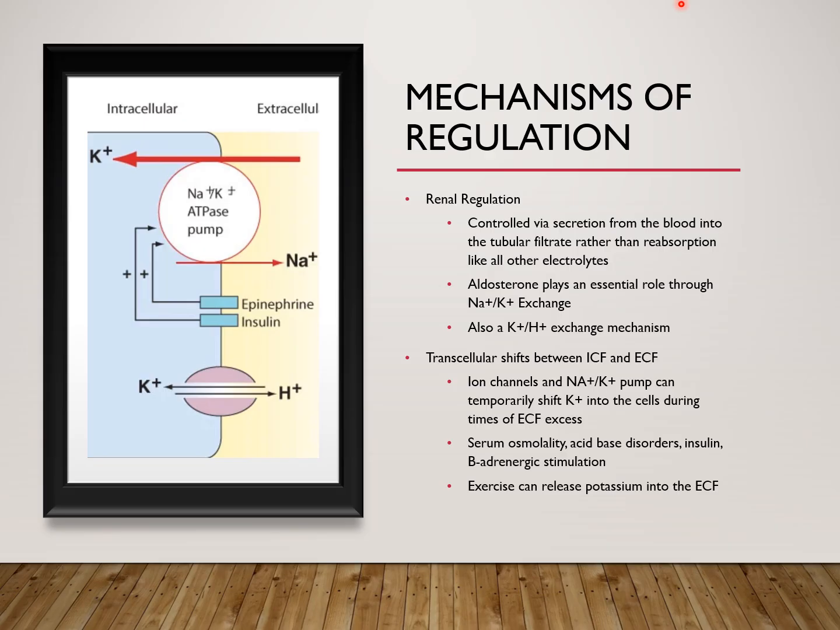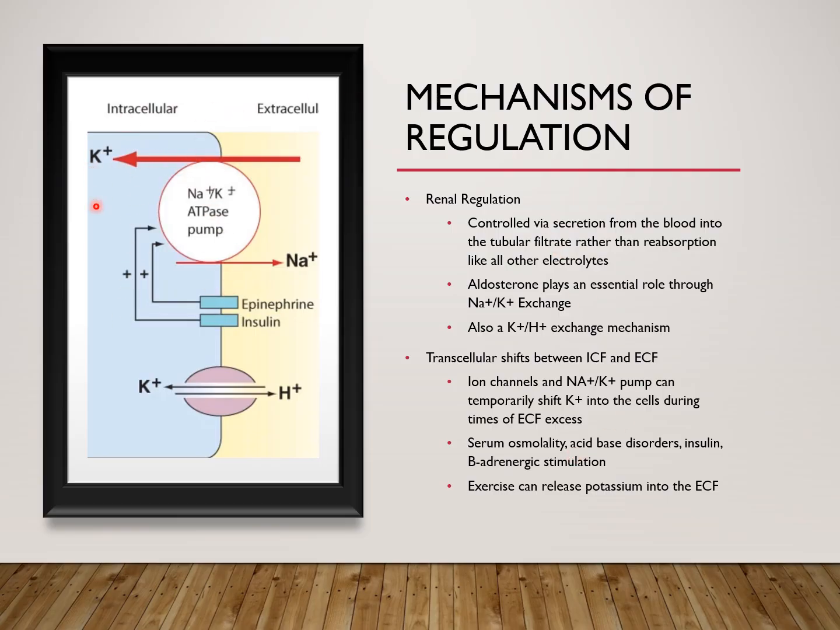Okay. At the transcellular level, again, this is a shift between the ICF and the ECF of potassium. So ion channels and sodium potassium pumps can temporarily shift potassium into the cells during times where we have excessive extracellular potassium. So serum osmolality, acid-base disorders, insulin and beta-adrenergic stimulation can all relate to these shifts. So if we look at this little diagram here, this talks about that.